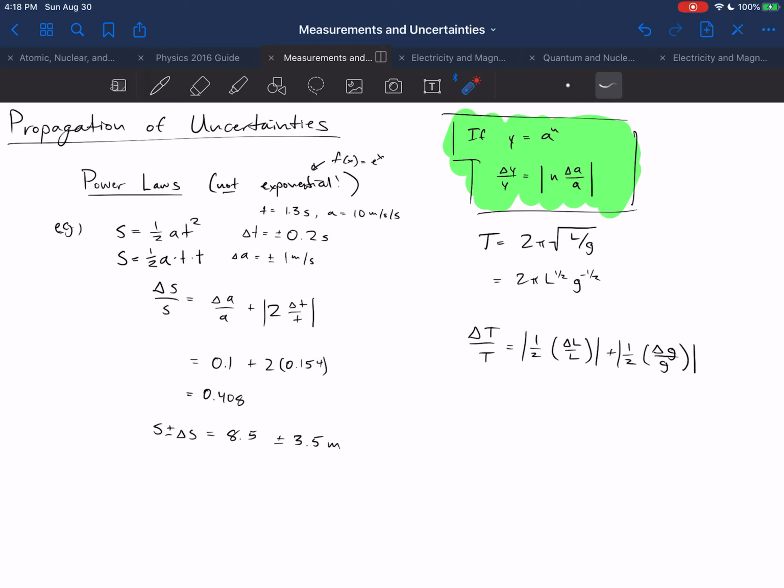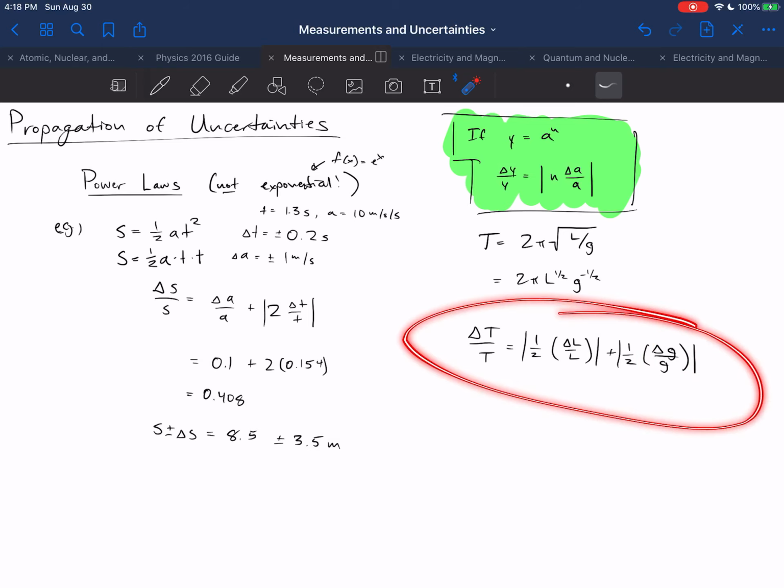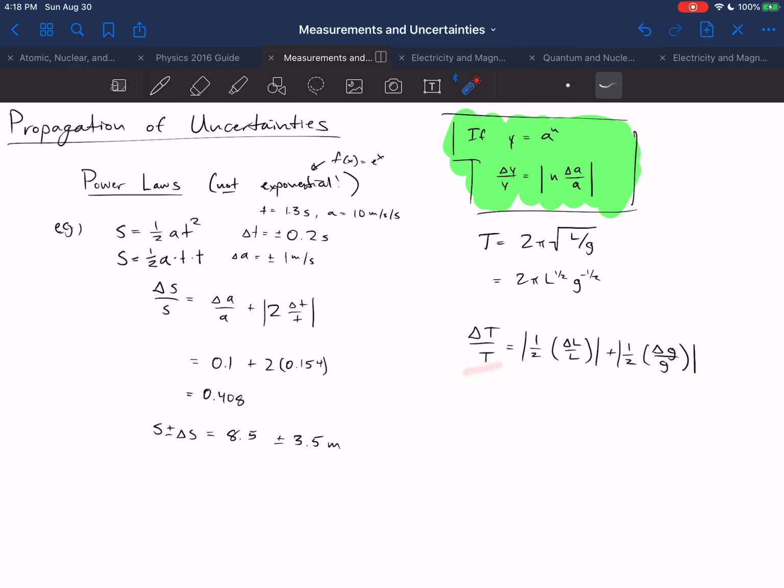So how do we deal with that? Well, then the relative uncertainty on t is equal to that first exponent drop down times the relative uncertainty on L, plus the second exponent drop down, and you could put a negative here if you want, but that's why those absolute value signs are there, times the relative uncertainty on g. And that would be how you calculate the relative uncertainty on t, given this formula here.